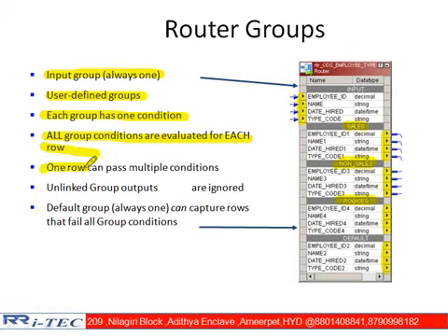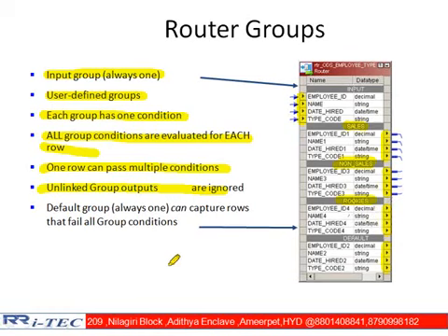Now, one row can pass multiple conditions. Let us say a sales guy may have joined recently. At the moment, he is going to pass the sales condition, and he is going to pass the rookies condition also. Unlinked group outputs are ignored. Suppose this one I am not linking to anything else, it is ignored. Those records, whatever is passed, we are not capturing anywhere.